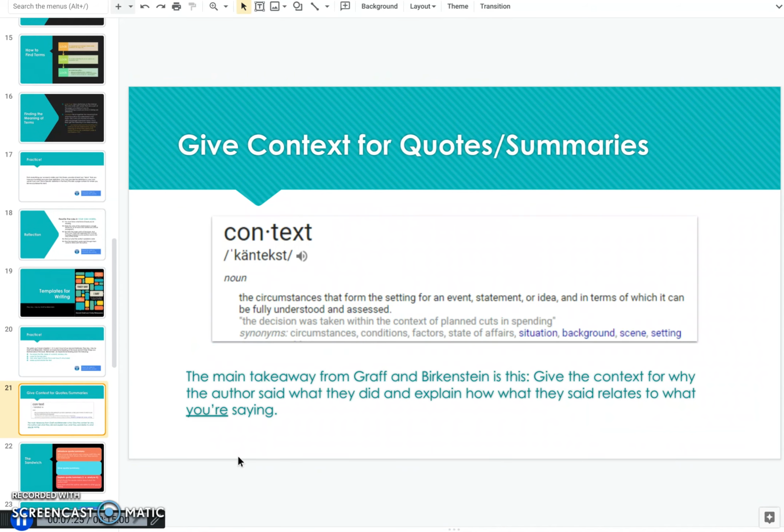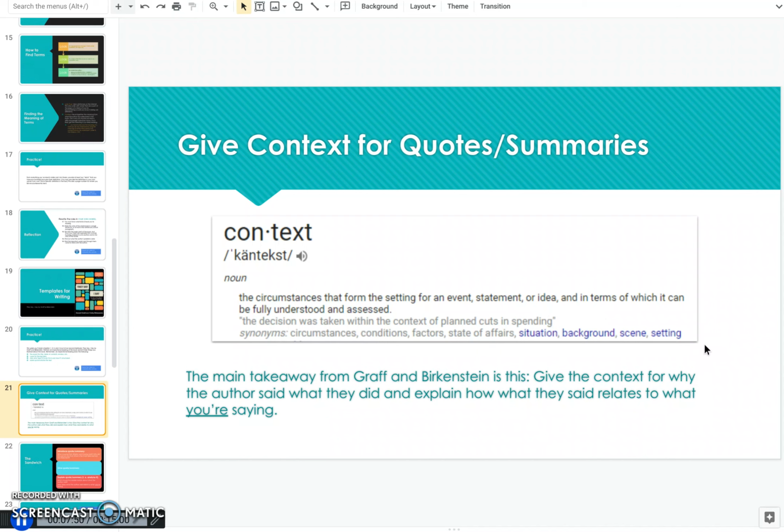All right, so once you've gone through and done your inspectional reading, the main takeaway I want you to get from this book for this week is that quotes and summaries need context. Context means the circumstances that form the setting for an event, statement, or idea, and in terms of which it can be fully understood and assessed.